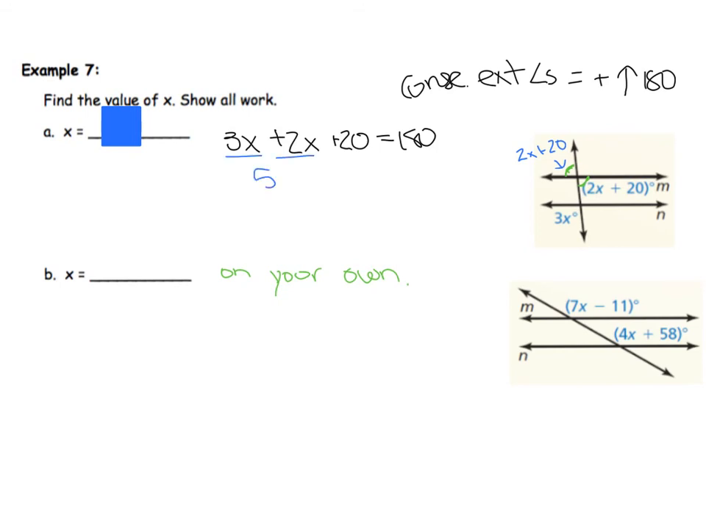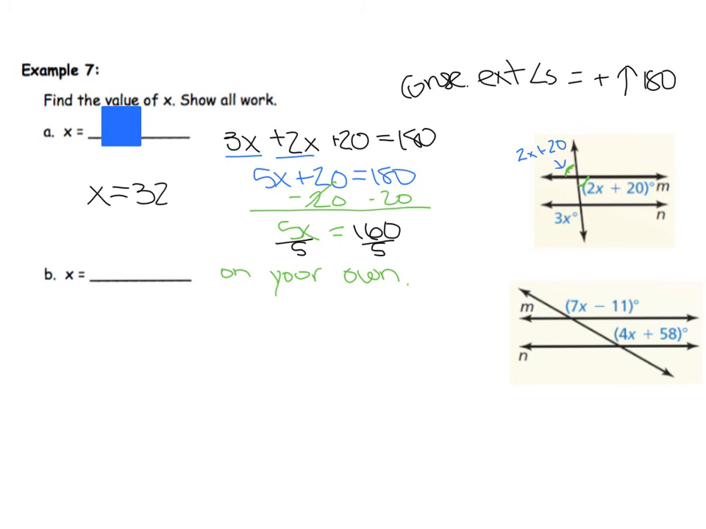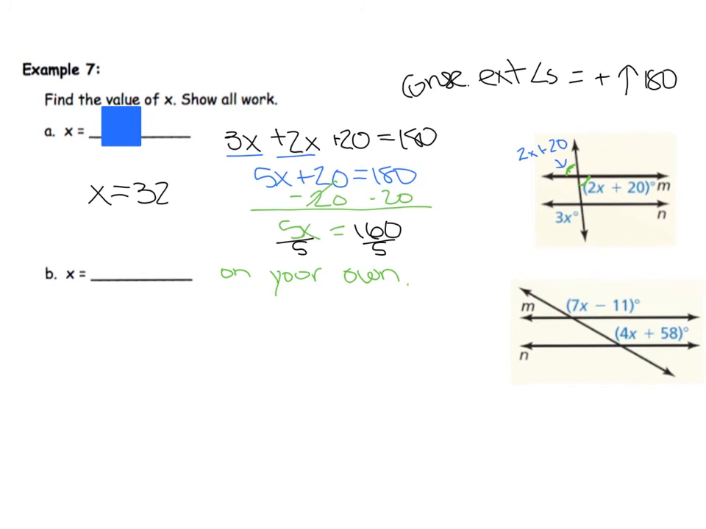Combine like terms first. 5x plus 20 equals 180. We're going to subtract 20 from both sides. We get 5x equals 160. Last step is to divide, and we are dividing by the number 5. And when we do that, we get a grand total of x equals 32. X equals 32.